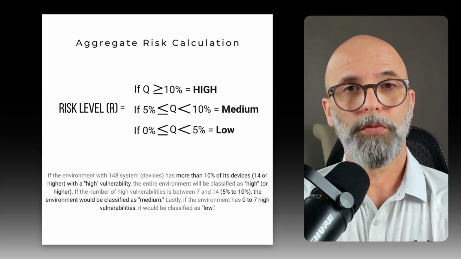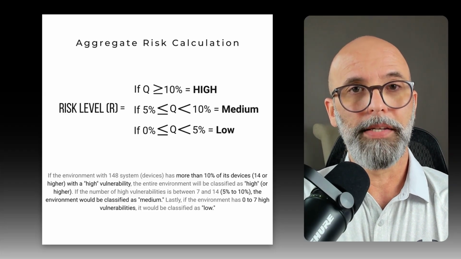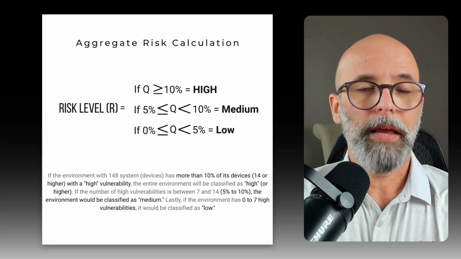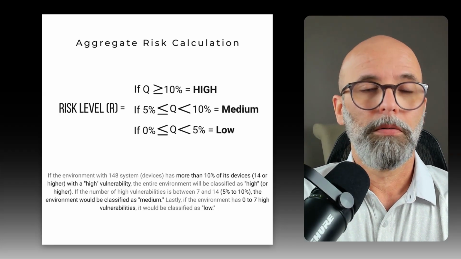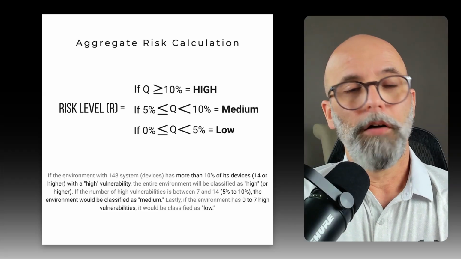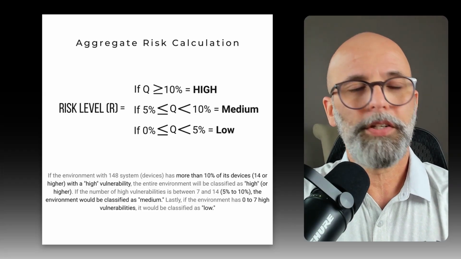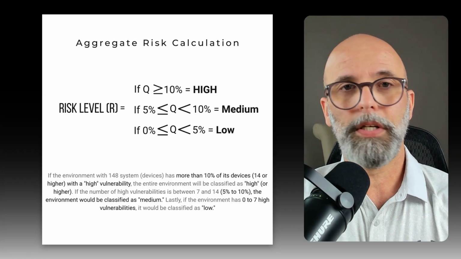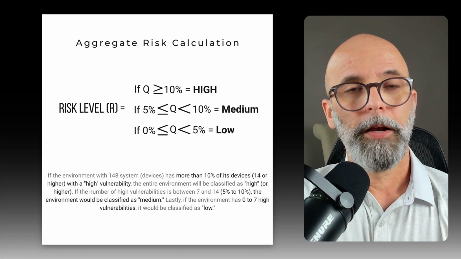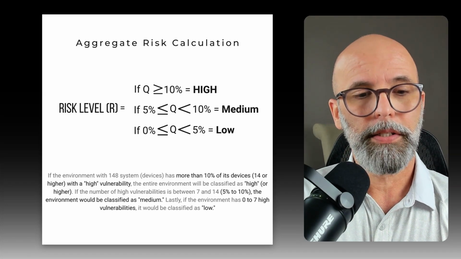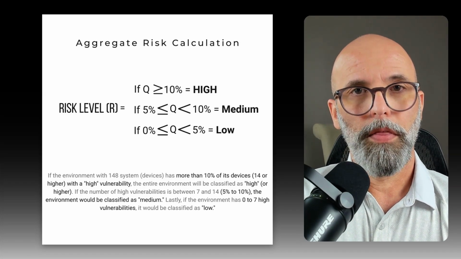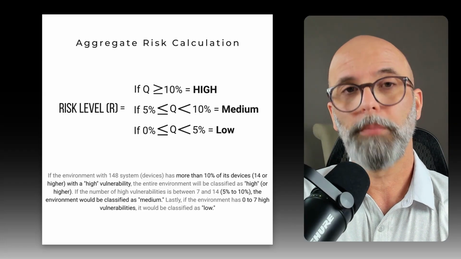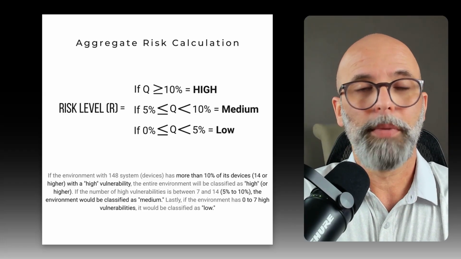And Q in this formula can be two things. It can be a sample of your environment, either judgmental sampling or random sampling, or the total population. 148 is not a big environment, so you can just use the entire environment. What you're looking for here is if the number of high vulnerabilities is greater than or equal to 10%, the entire environment is high.